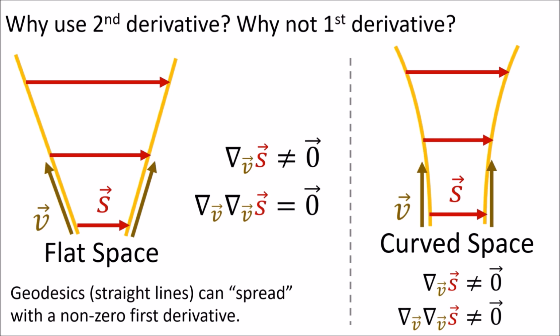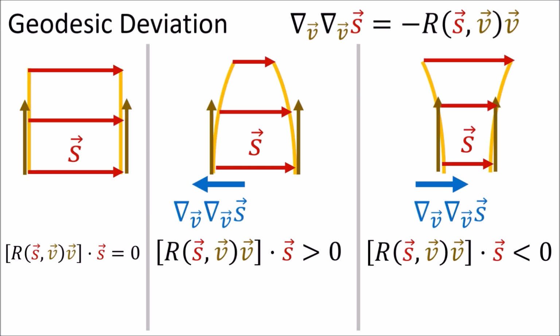So we use the second derivative to detect geodesic spreading because it will tell us about the spreading due to the curvature of space, and not the spreading that could happen in flat space because the geodesics are angled in specific directions. So looking at this dot product here, the sign of this dot product is very important.